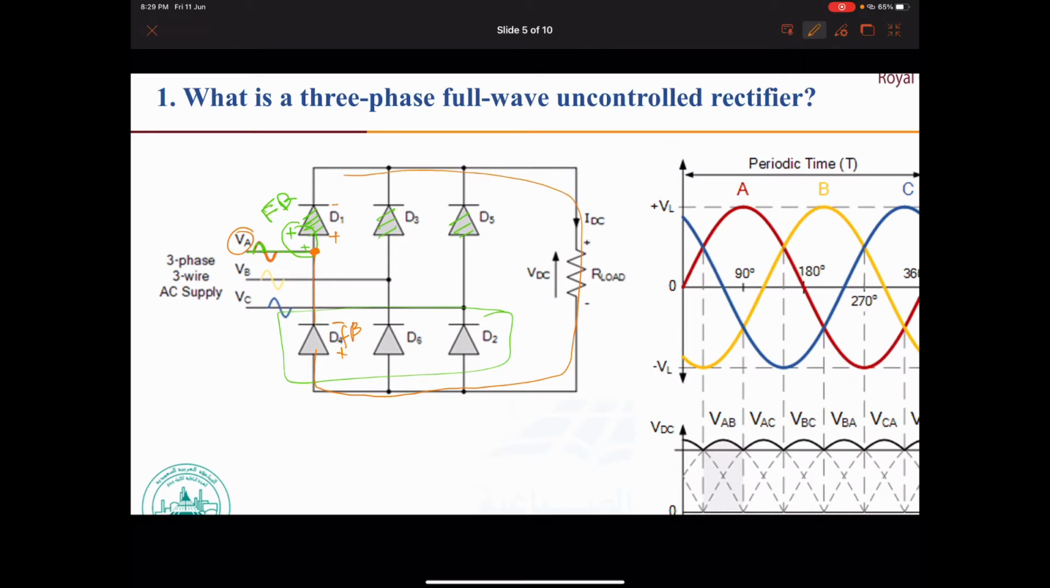Okay, so D5, D4, D6 and D2 are working when the negative of the supply is there. This is very important to understand. So those diodes are the positive group, and those diodes are called the negative group of the diodes. Okay.